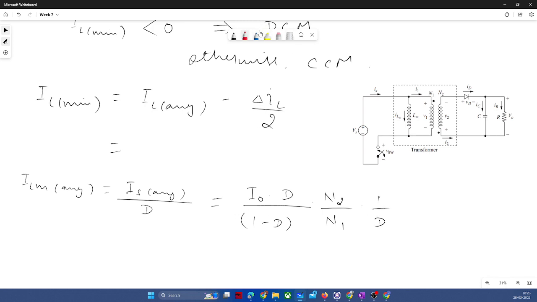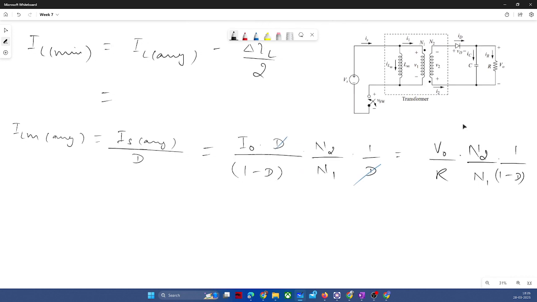This is the value of our average current, and I naught is nothing but V naught by R. We know the value of V naught, so that should be fine, and D and D will cancel out. We can further write it as V naught by R into N2 by N1 into 1 by 1 minus D. I hope it is fine till now.